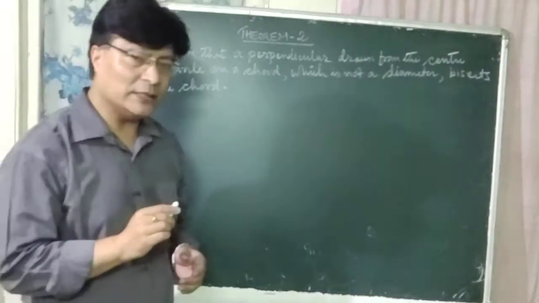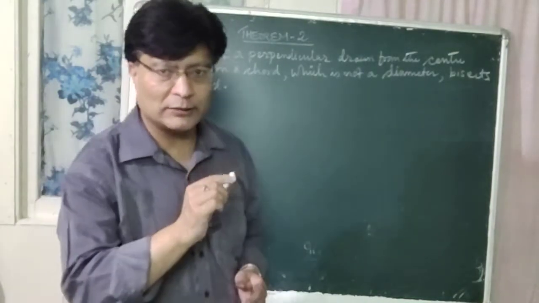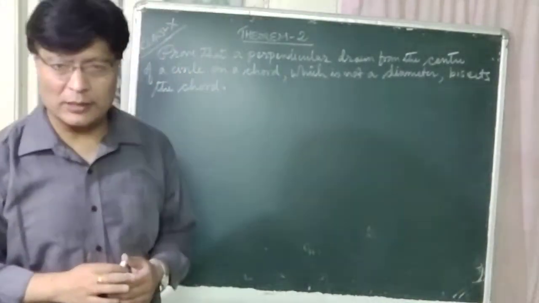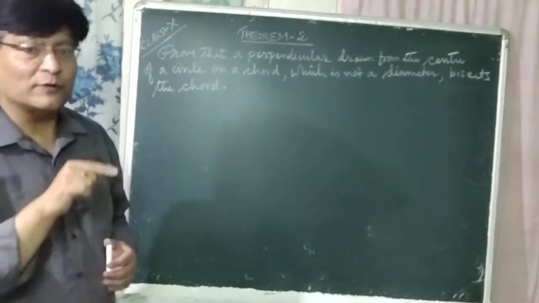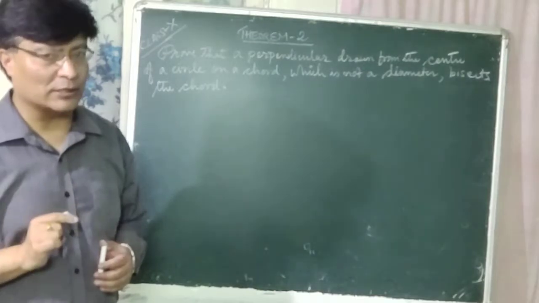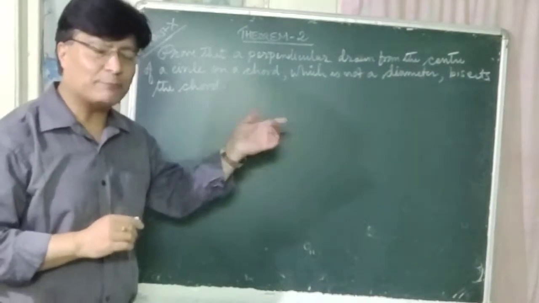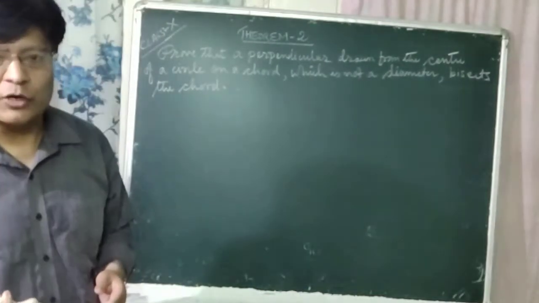Okay, so in this case, first of all you draw a circle, then draw the chord of the circle, then a perpendicular is drawn on that chord from the center of the circle, and you have to prove that that perpendicular will bisect the chord.